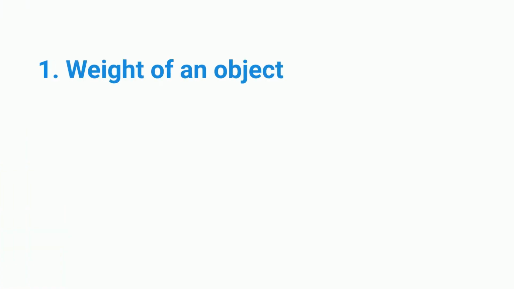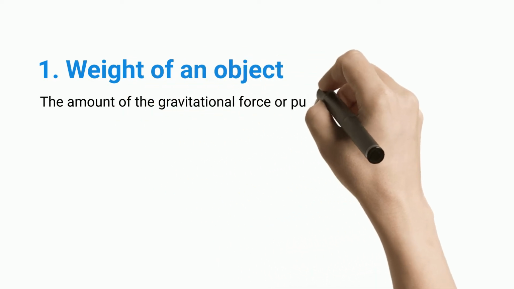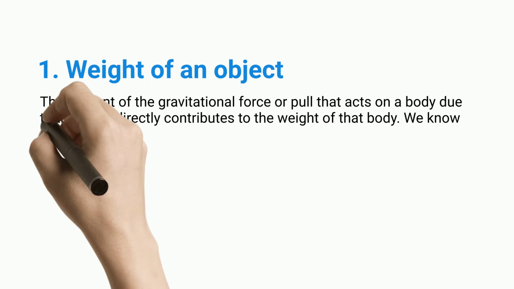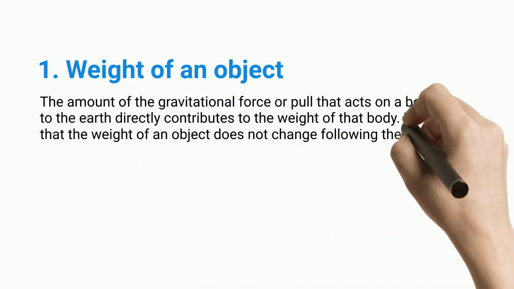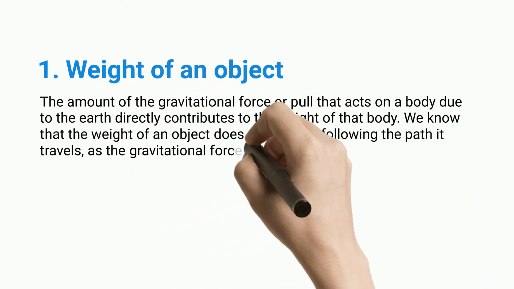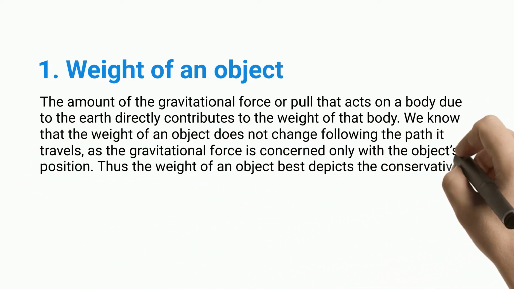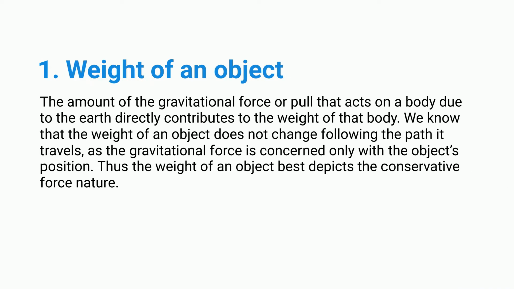1. Weight of an object. The amount of the gravitational force or pull that acts on a body due to the Earth directly contributes to the weight of that body. We know that the weight of an object does not change following the path it travels, as the gravitational force is concerned only with the object's position. Thus the weight of an object best depicts the conservative force nature.